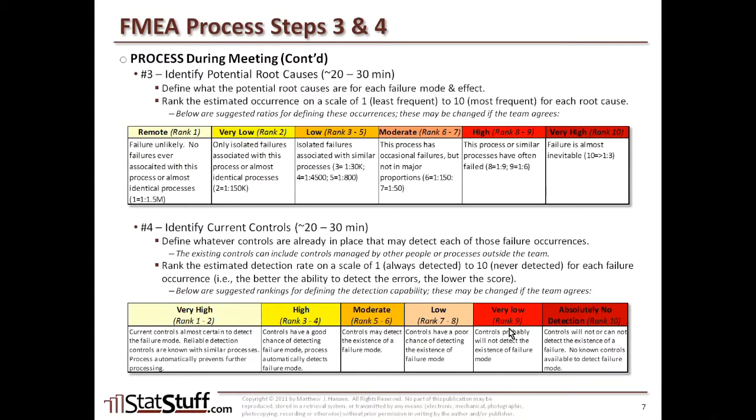For what we're calling very low, a ranking of 9, we're saying the controls probably will not detect the existence of a failure mode. For ranking 10, this is where there's absolutely no detection whatsoever. The controls will not or cannot detect the existence of this particular failure that occurs, so no known controls are available to even detect this failure mode. Just as we've done before, this is the suggested ranking you might want to use as you work with your team to identify, on a scale of 1 to 10, how detectable the system is in detecting these types of root causes and failure modes that we've just identified earlier.